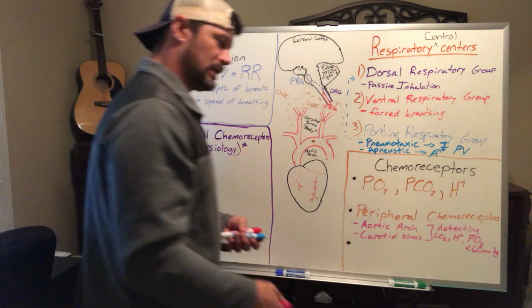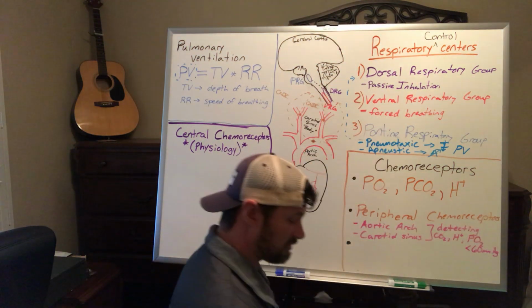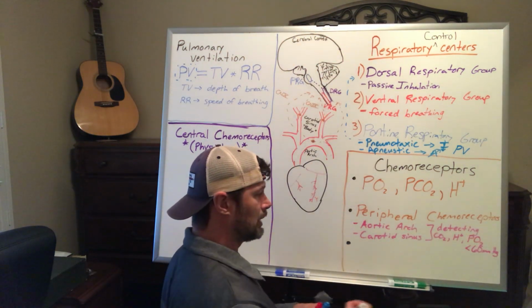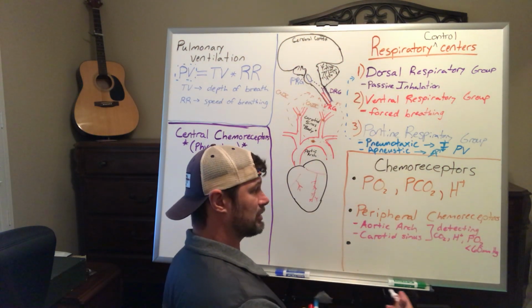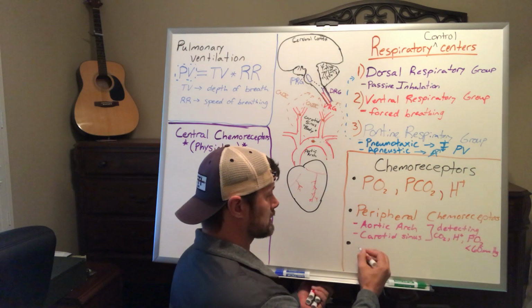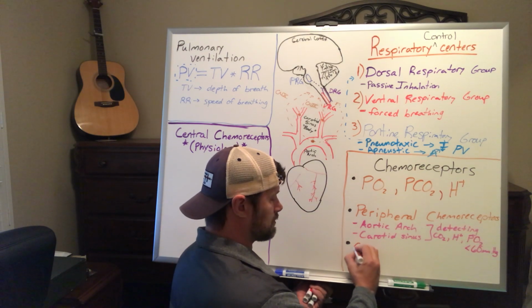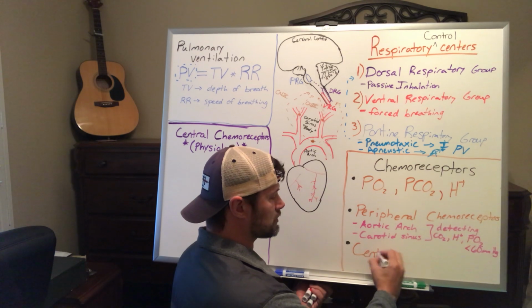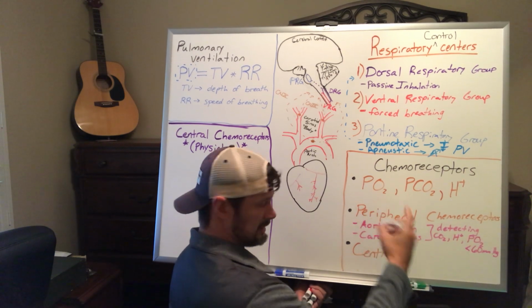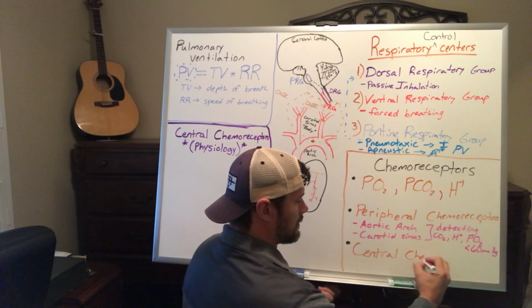The other major type of chemoreceptor is found in the central nervous system. And this is the one that I tend to focus on more in my class. Doesn't mean it's more important per se, it just means that it's what I focus more on. The central chemoreceptors.